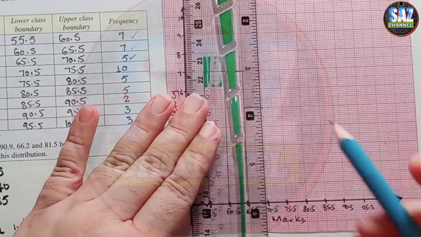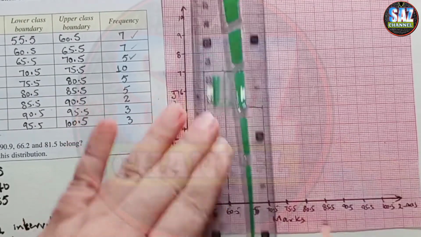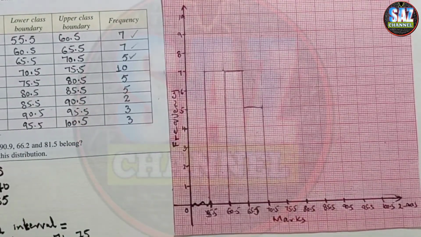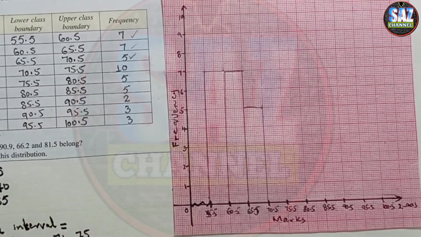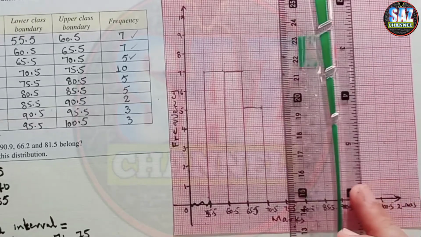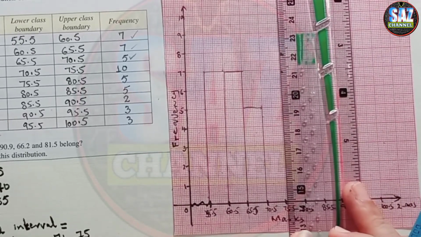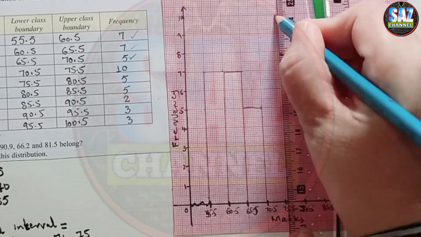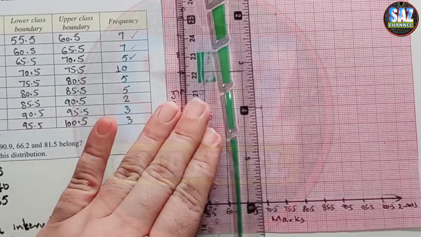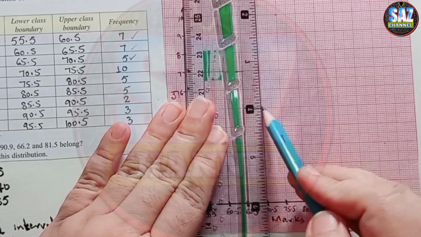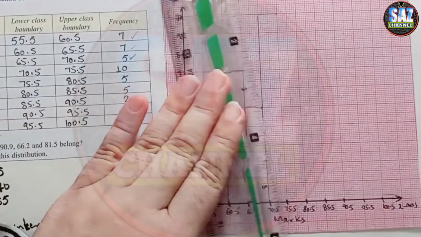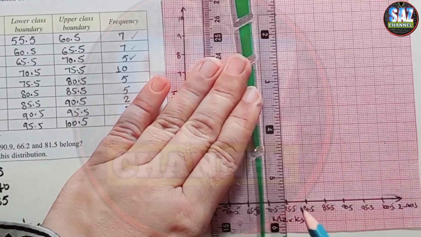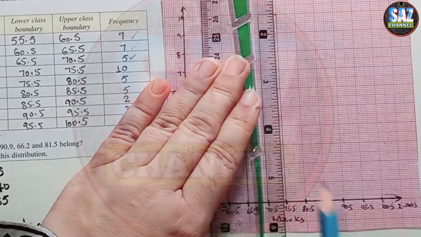So this is 5, and for the next one, this is 70.5 to 75.5. We have a frequency of 10. So this is the point where 10 is coming, and now I have to complete the rectangle on this side as well. 10. Look how easy this question is, and very paying. Everybody can get good marks here.